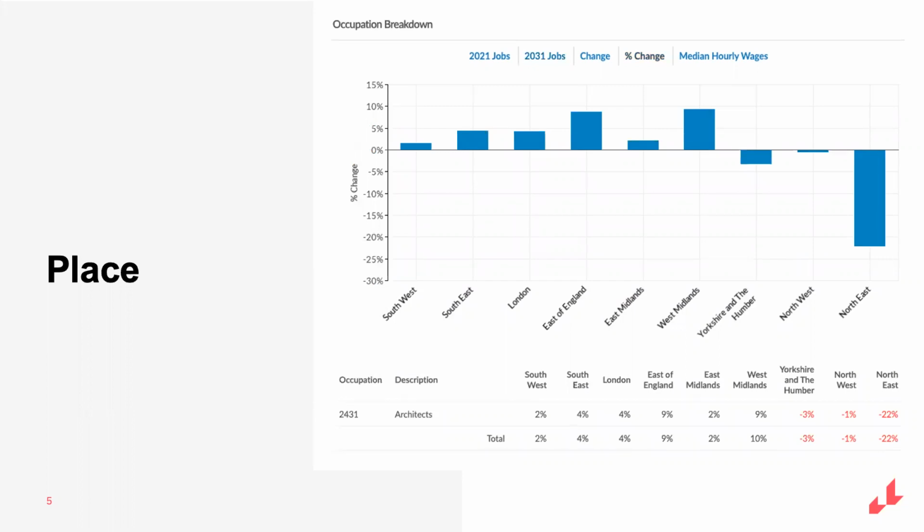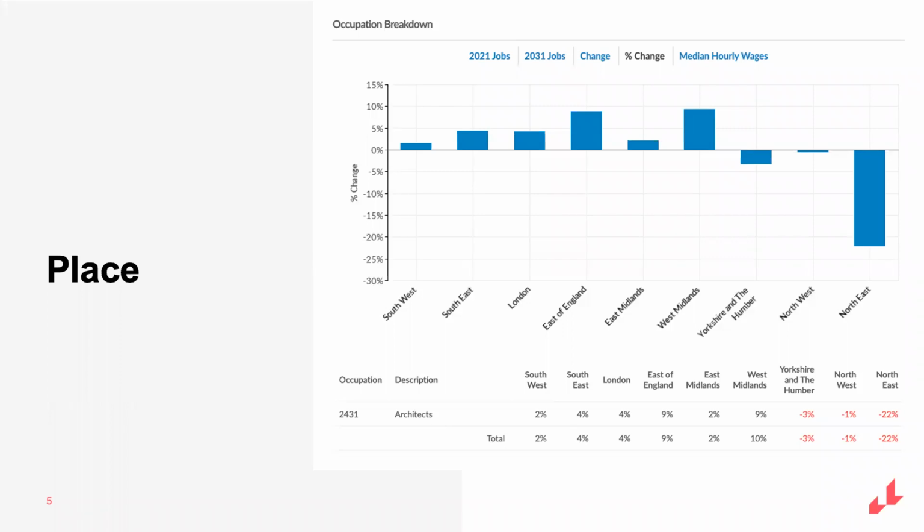This is looking at architects by projected percentage change in jobs over this decade. To be clear, this is based on a trend-based projection, so it's not a forecast or a prediction, but it gives us a solid baseline to work from. And what stands out here is there is decline in 3 northern regions, particularly in the northeast, which, if you remember from the previous slide, had a low volume in any case, which is, of course, why the percentage change is so significant here.